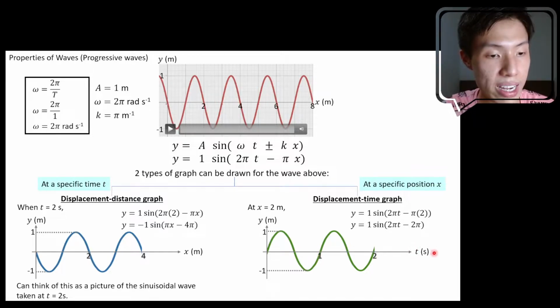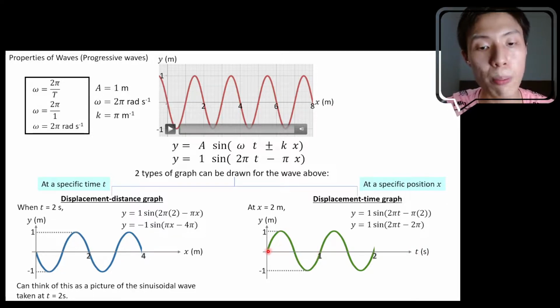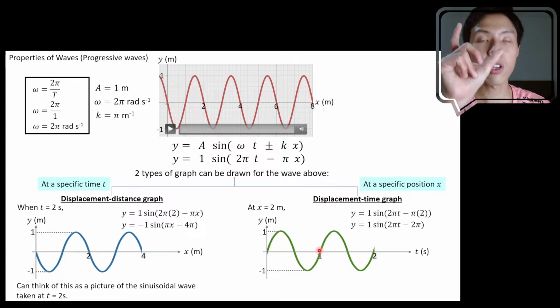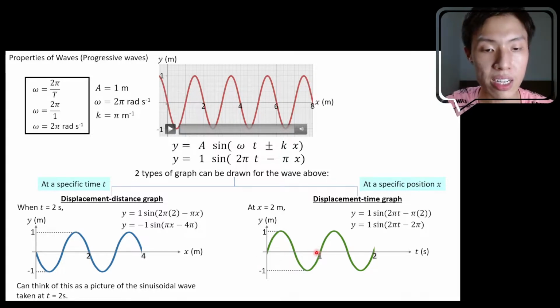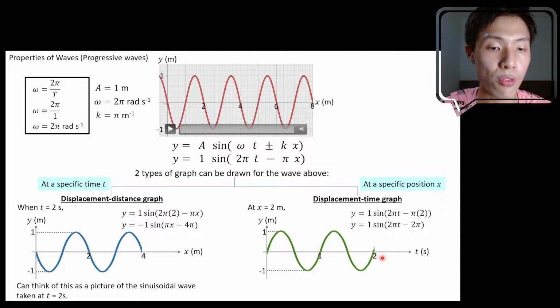Remember the axis here is time. So one complete sine that you see here is equivalent to the particle undergoing one complete oscillation: move up, move down, then move up. One complete oscillation, the amount of time taken, is the period. Then the second oscillation is double the period, so you label this 2 over here.